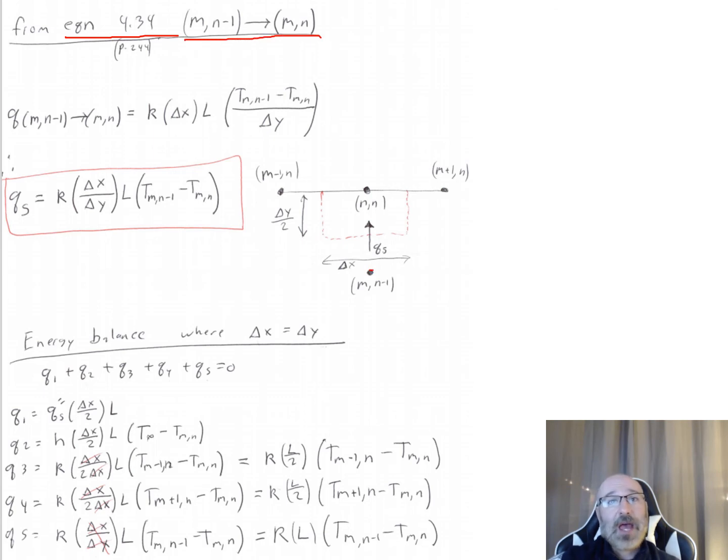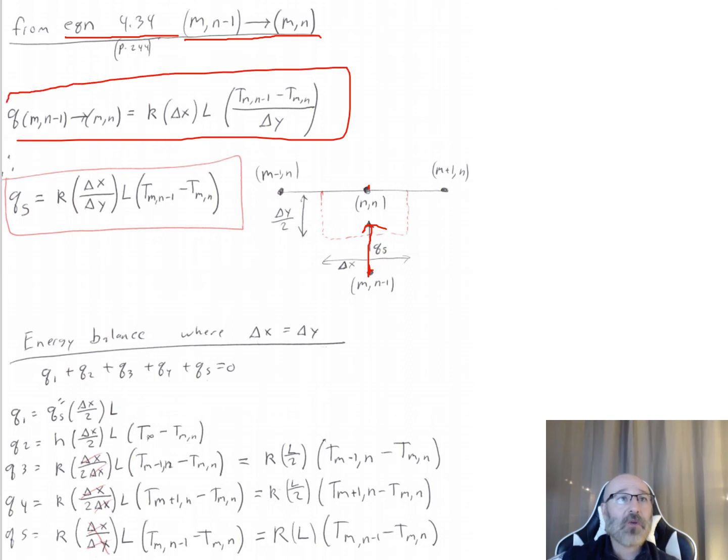So m, n minus 1 to m, n right there in our diagram. So I've redrawn it again here. So that's our Q5 right there. Our general expression for that equation is given to us from equation 4.34 as Q of m, n minus 1 to m, n, equal to our thermal conductivity K times our delta X times L, all times our temperature difference from that node to our center node, all over our delta Y.